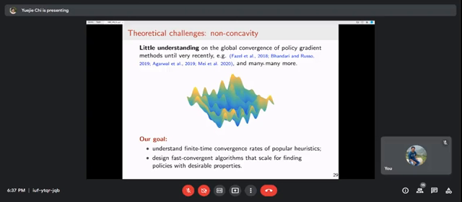So this is essentially what we are going to take into this talk, and we'll try to understand finite convergence rates of some popular heuristics like policy gradient methods. And if time permitting, I'll also talk briefly about other fast convergent algorithms for finding policies with desirable structural properties through the use of regularization.